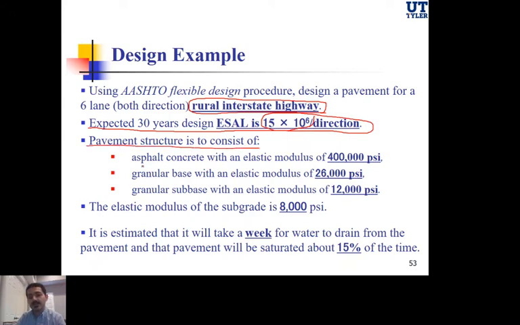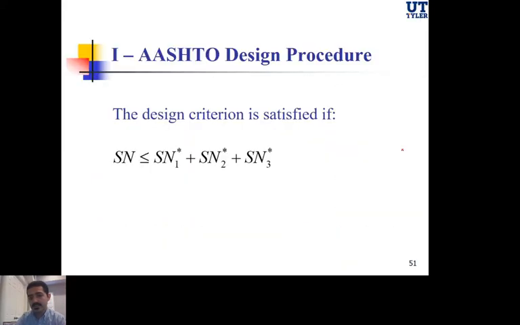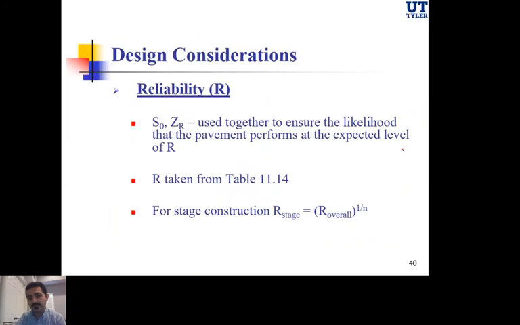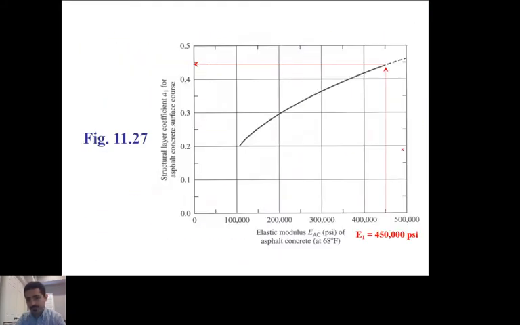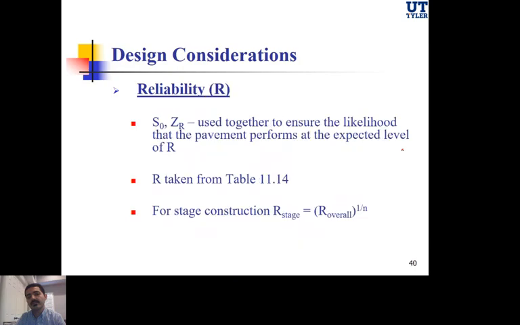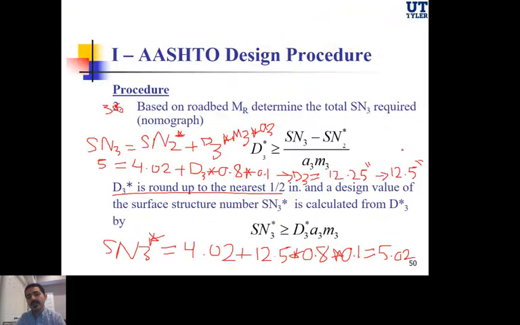will consist of an asphalt concrete layer with an elastic modulus of 400,000 psi. I'm going to use this one to get the value of a1, if you recall. Why is this? Again, if you go all the way back to here, this is the graph that I'm talking about. This is where you're going to get the a1 from. All right, just if you're wondering.